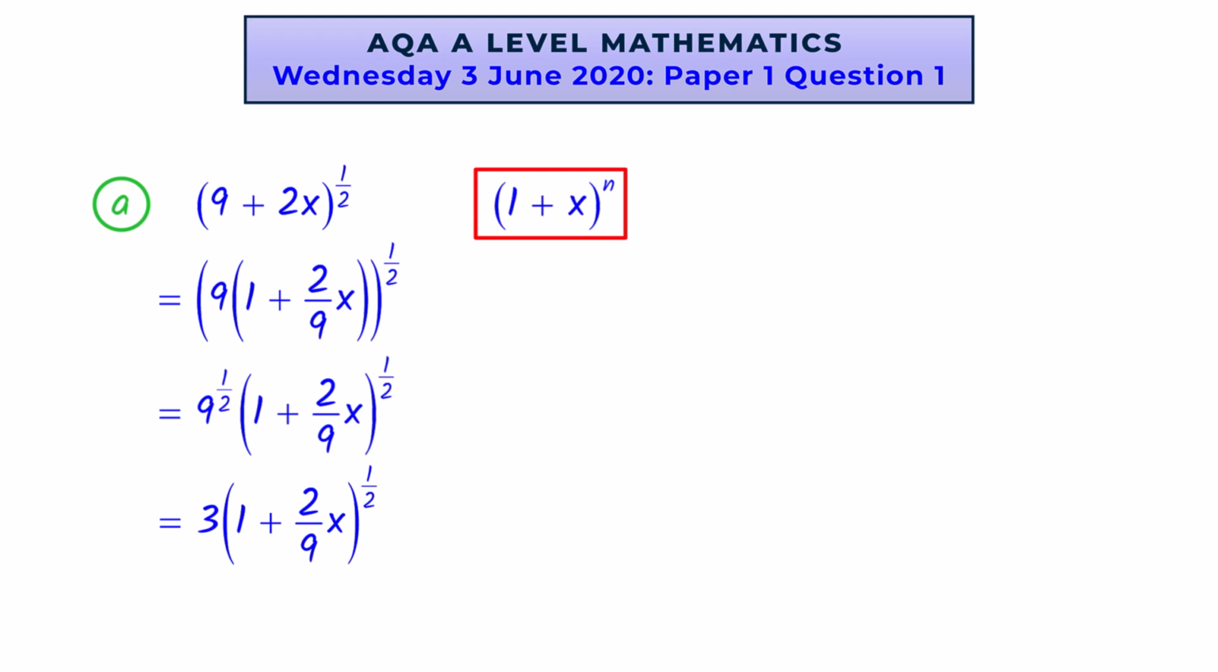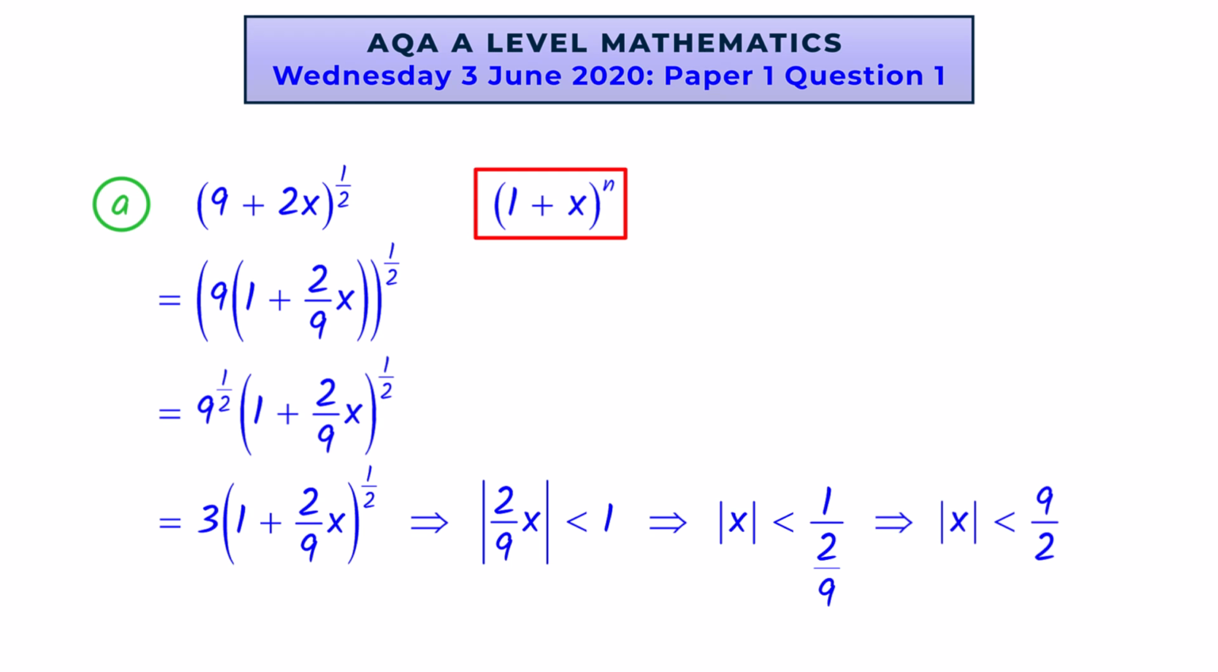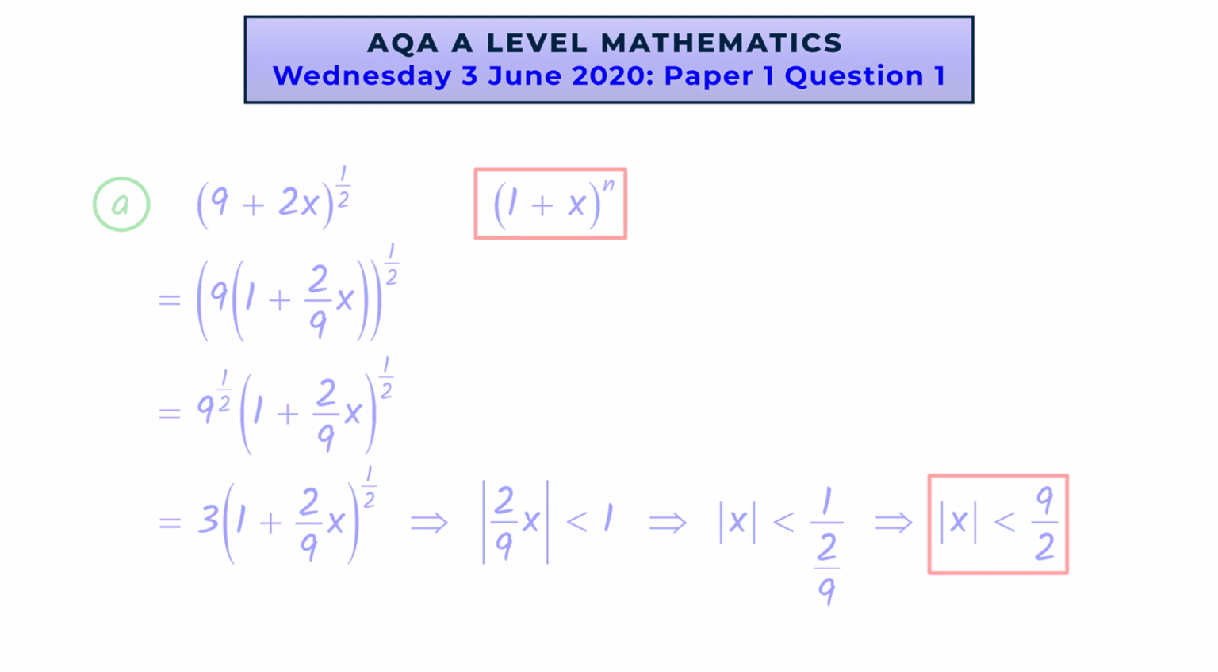We now have the correct form, but instead of x, we have 2 over 9x. So the magnitude of 2 over 9x is less than 1. So the magnitude of x is less than 1 over 2 ninths. So the magnitude of x is less than 9 over 2. So this is the correct answer.